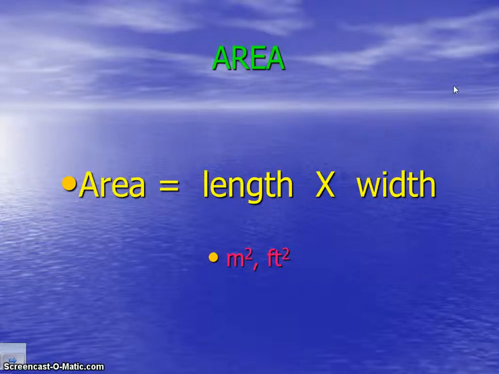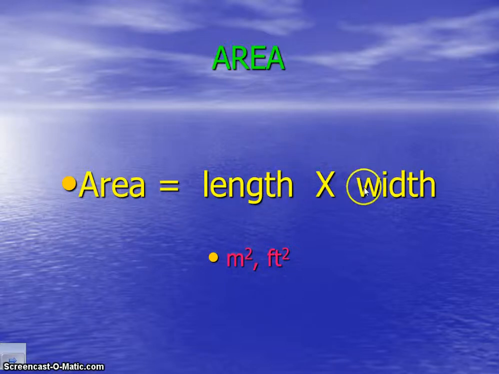A couple things you need to know. Area. We've talked about volume before. Area is length times width. Volume is going to be length times width times height. Now I want you to notice something. When we had volume, we had meters cubed, feet cubed. You had three things we were multiplying together. Notice here you've got two.